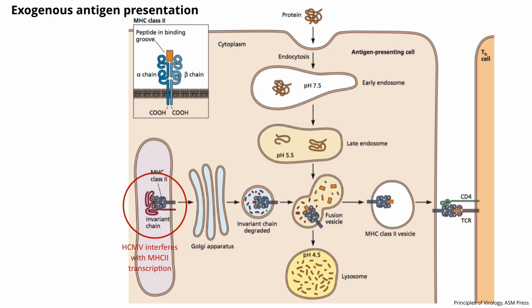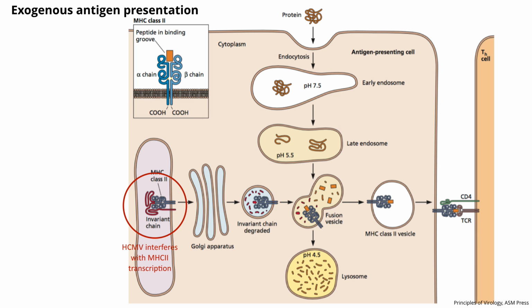And you'll see later that peptides are also displayed on different kinds of MHC called class I to CD8 cells. These typically arise by infection. But this is the exogenous pathway. It is taking up proteins from the extracellular environment, displaying them in MHC class II to the CD4 positive helper T cell.